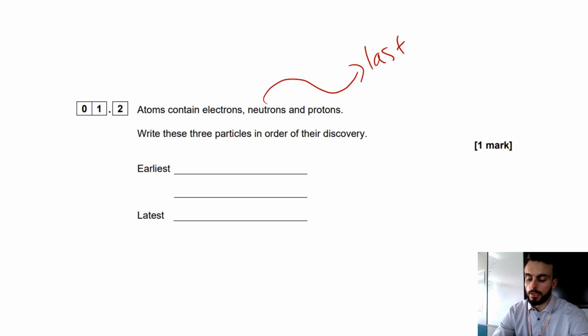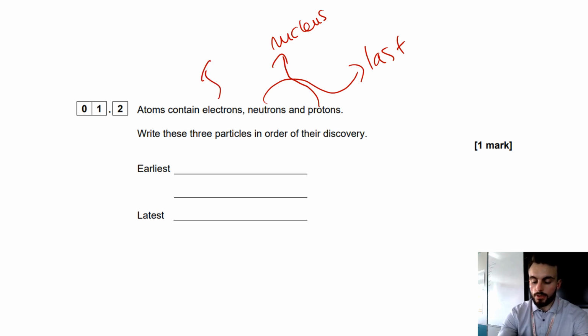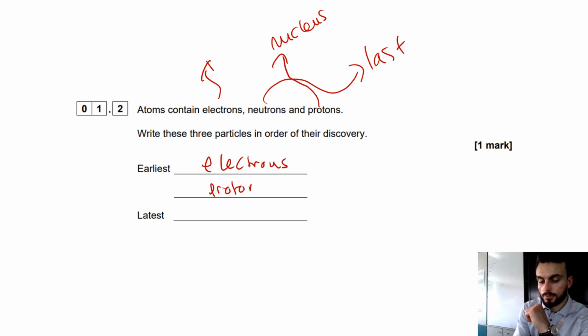proved it later on. So then the idea of protons, that only became a thing when the idea of the nucleus of the atom was relevant, so needed to be referencing a nucleus at that point, which is Ernest Rutherford's whole spiel. And then earlier than that was the J.J. Thomson model, and we're talking about negative electrons on the surface. So the earliest one was electrons, the second one was protons, and then the latest one was neutrons.